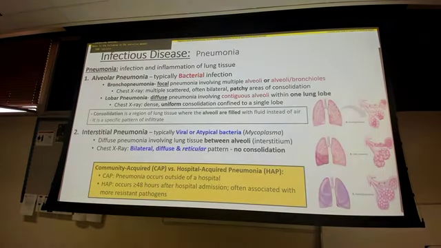All right, pneumonia. All that means is that there's an infection, inflammation of lung tissue, right? Now, what do I mean by that? There's 2 types of pneumonia we care about. We have alveolar pneumonia, and we have interstitial pneumonia. Both of those have kind of separate causes. When we talk about the alveolar pneumonia, this is typically bacterial.